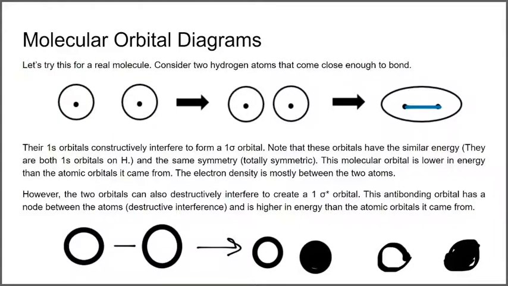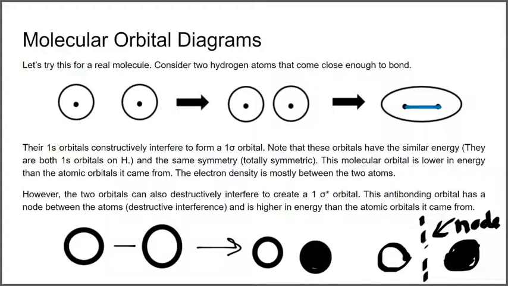And we see that now there is a node, an area with no density, in between the two atoms. So that means that the electron is not shared between the two nuclei. There's a node there, no electron density. So if you think about a bond as being an electron shared between two nuclei, then an antibond is an electron not shared between two nuclei.